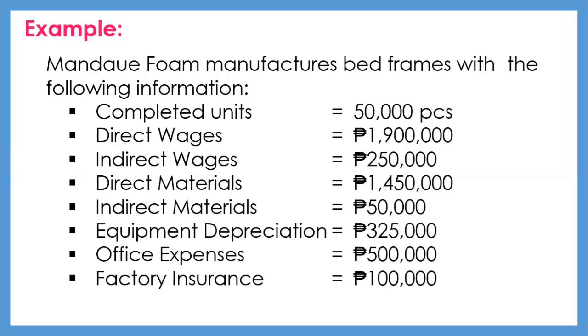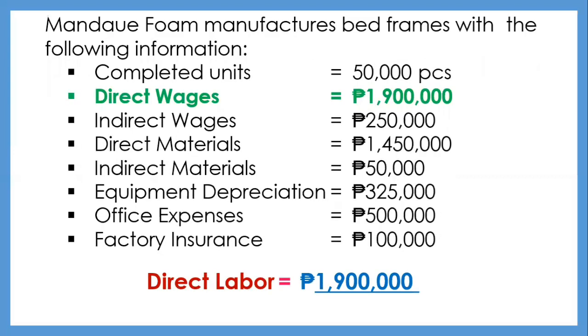So in determining the direct labor, our direct labor would be the direct wages amounting to 1,900,000 pesos. That's the only direct labor that we have. Now, another thing that we need to take into account is the manufacturing overhead cost. Since we already have identified our direct labor, it is now time for us to determine our manufacturing overhead.